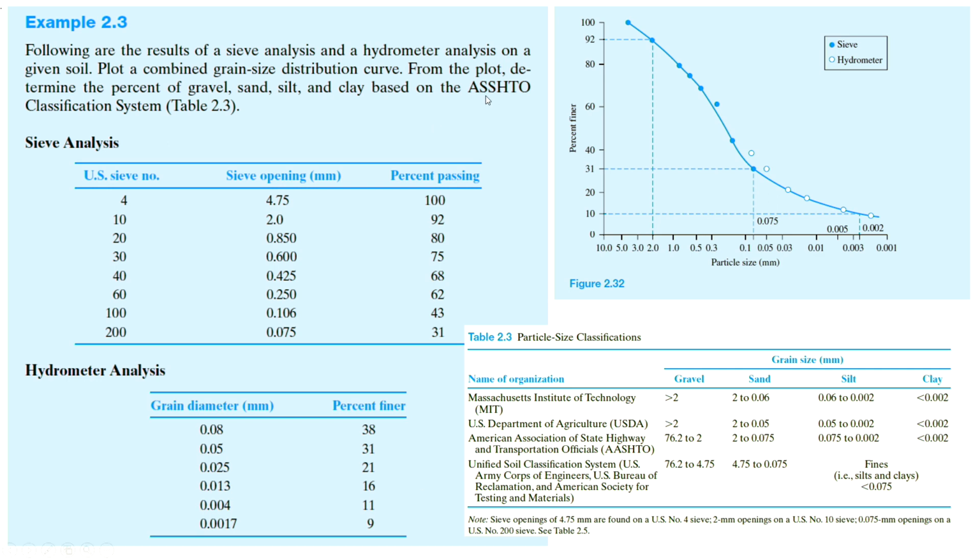And here it asks you to use this one, that is this line, right? Based on the AASHTO classification system, the delimiting particle size between clay and silt is 0.002 millimeters, between silt and sand it is about 0.075 millimeters, and between sand and gravel it is about 2 millimeters. So how do we do this? Let's see.